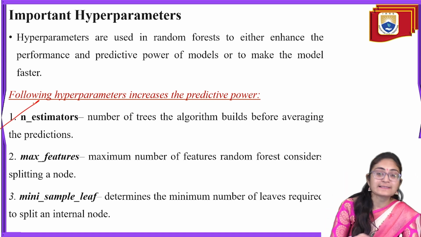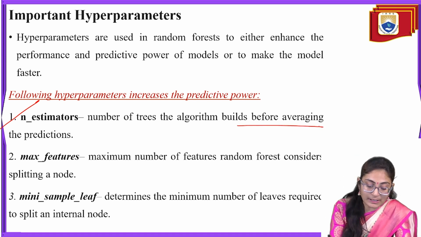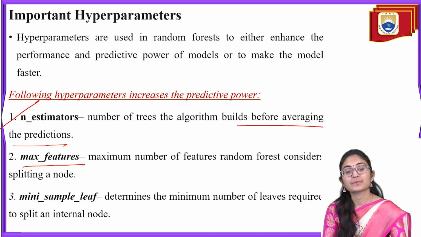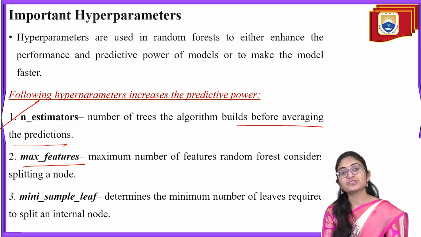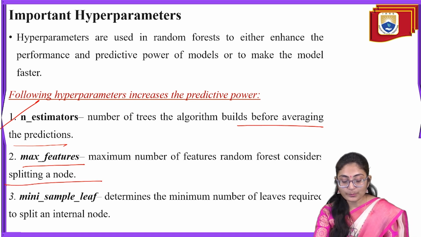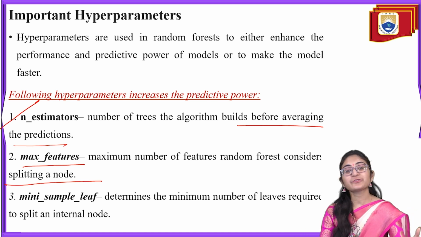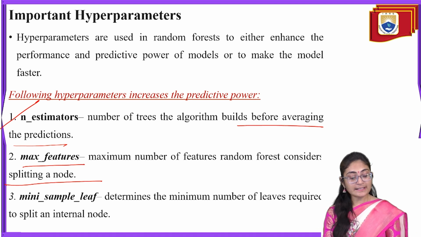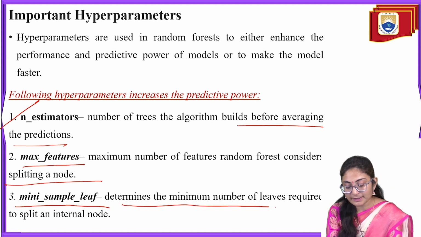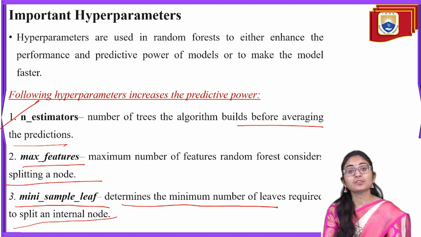First one is n_estimators. The number of trees the algorithm builds before averaging the predictions. Second one is max_features. That means the maximum number of features random forest considers when splitting a node. N estimators is what it will build before averaging the predictions. Max features is what it will consider when splitting nodes. Then third one is min_samples_leaf. It will determine the minimum number of leaves required to split an internal node.